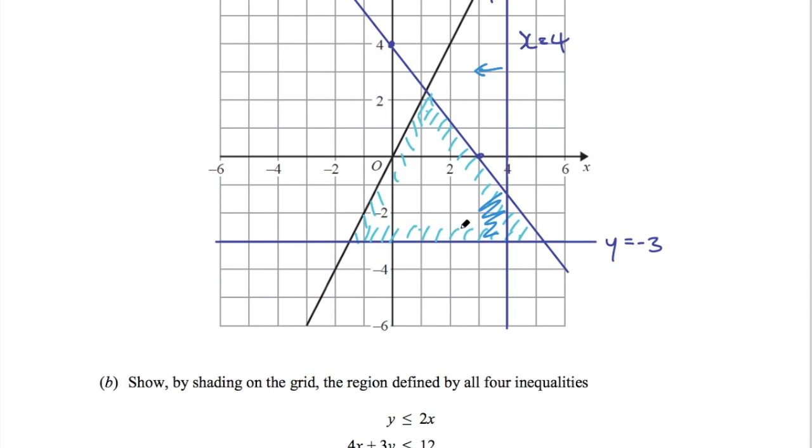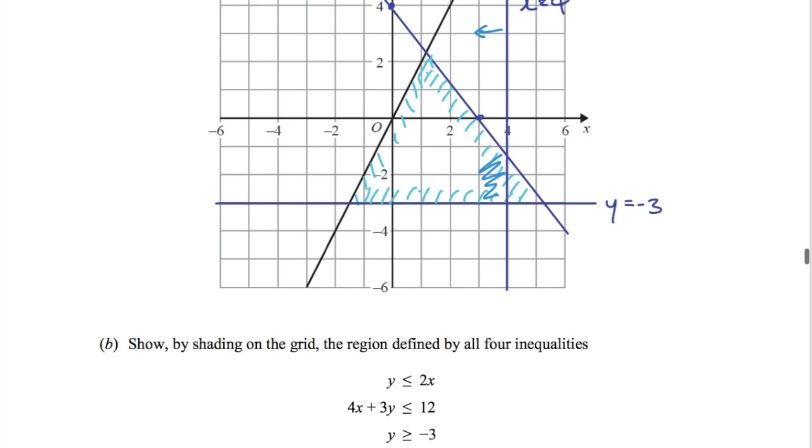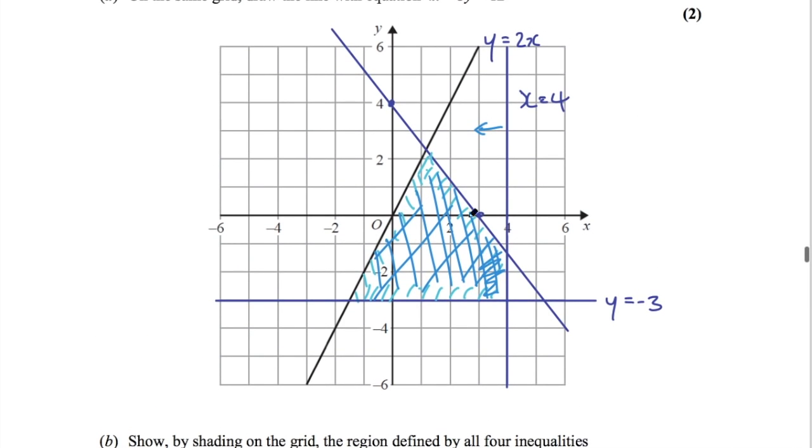So you can see the region that we need to shade in now that satisfies all of these inequalities. That is in here. So go ahead and shade that in, and rub the rest out if you've got any marks left over. Okay, so that's the region that you need shaded there for that question.